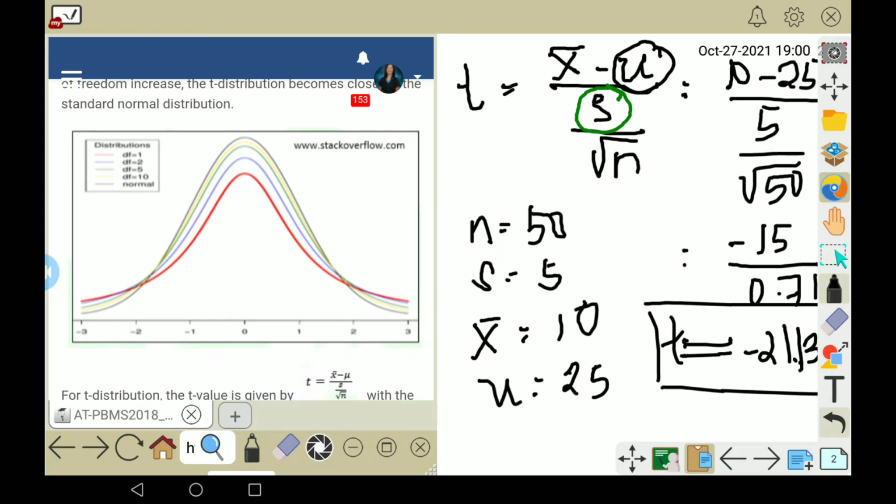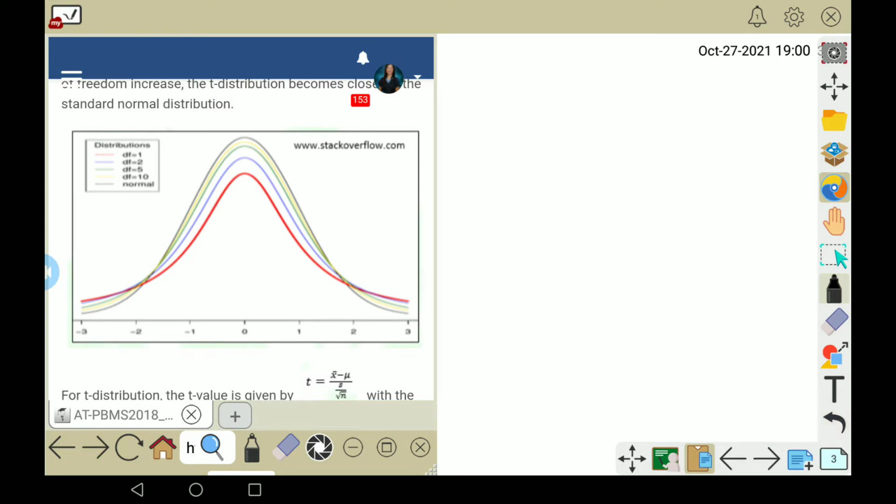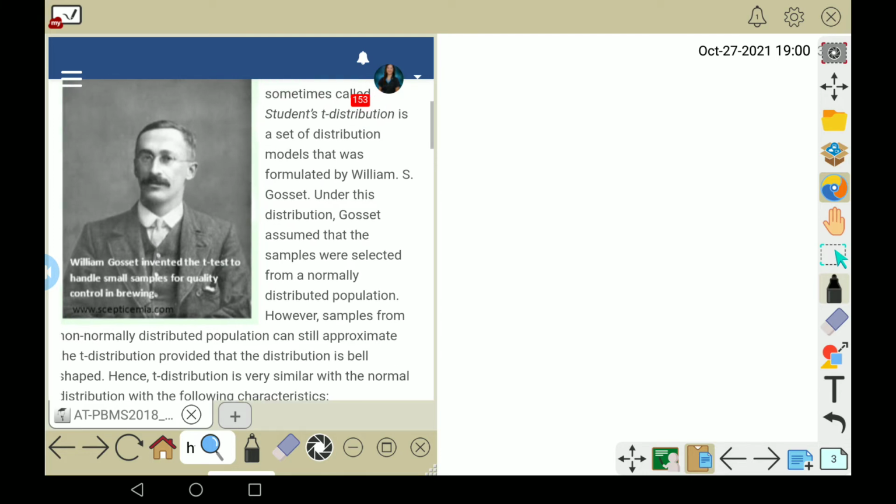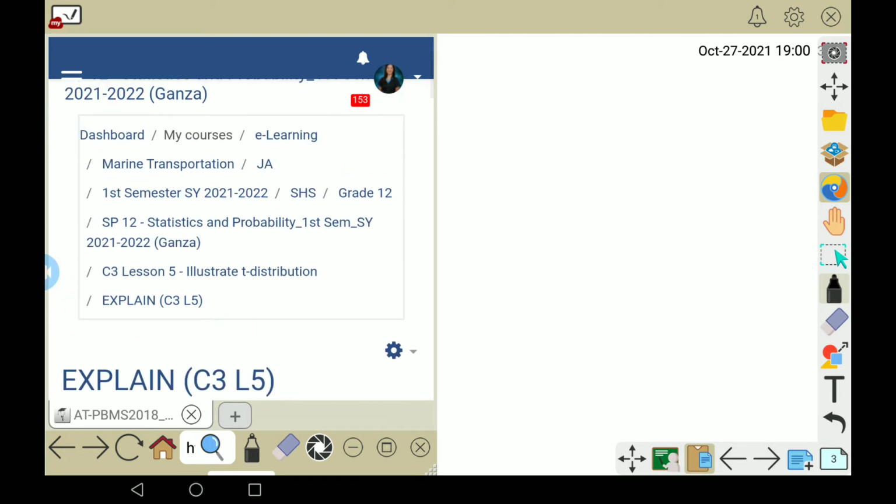But anyway, our t values are most likely located in a range where we will settle with the smaller values. So this is how you compute your t values. That is for our lesson 5. Now we will continue with our lesson 6, and now we are going to utilize the t values.